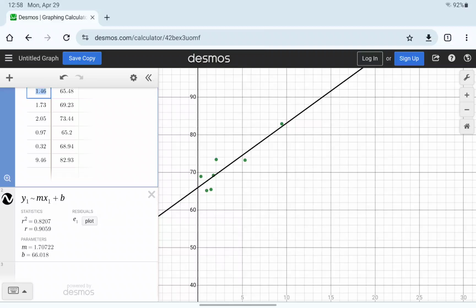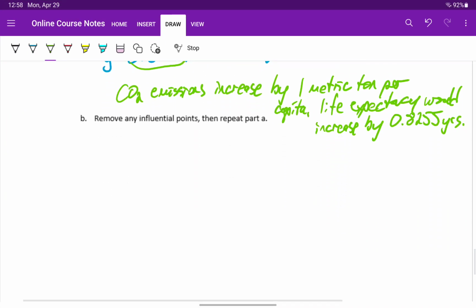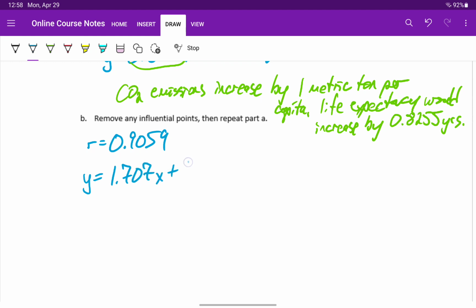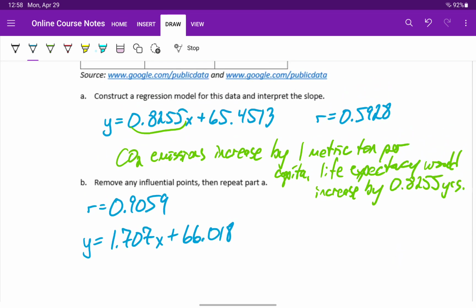Just looking at this even visually, we can see a much tighter pattern, and that's supported by our value for R, 0.9059. So when we deleted those three influential points, we get a much stronger correlation coefficient, and we get a new model, 1.707x plus 66.018. So the important concept here is that removing those influential points gave us a much, much stronger value for R, a much stronger association between those two variables.